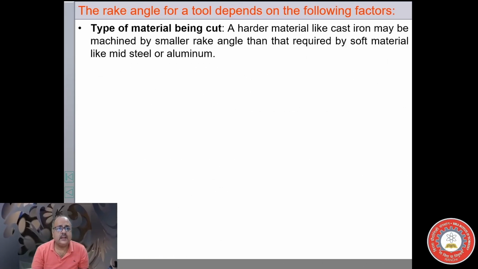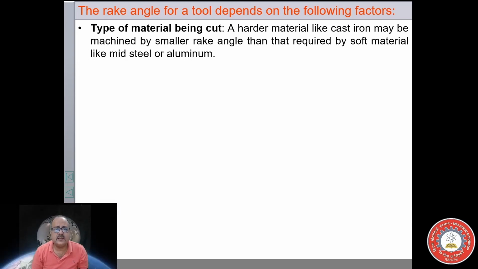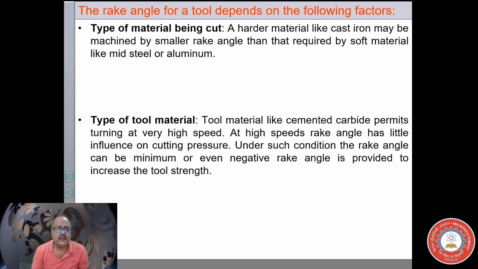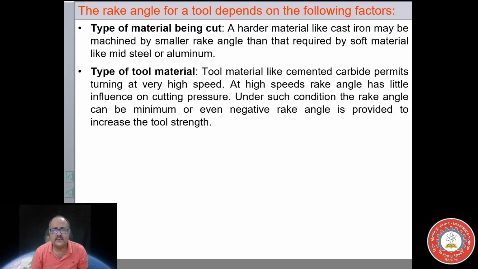These are type of material being cut. The harder the material, like cast iron, may be machined by a smaller rake angle than required by soft material like mild steel or aluminum, where you can go for higher rake angle. Type of tool material, as I have said, some brittle material requires negative rake angle or less rake angle. So that is another factor.